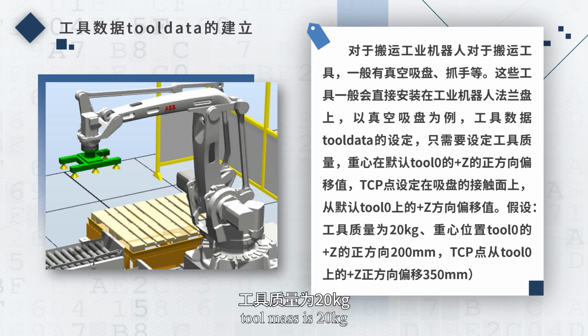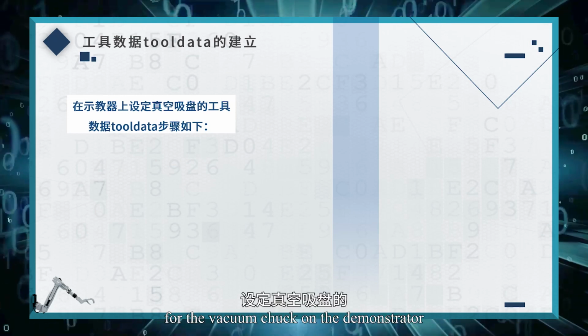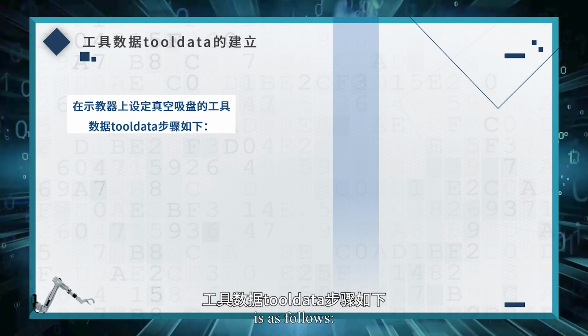Assumptions. Tool mass is 20 kilograms. Center of gravity is 200 millimeters in the positive direction of plus Z on tool 0. TCP point is 350 millimeters offset from plus Z on tool 0. To set the tool data for the vacuum chuck on the demonstrator is as follows.